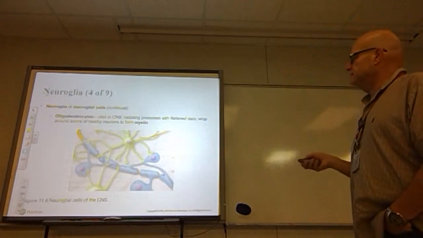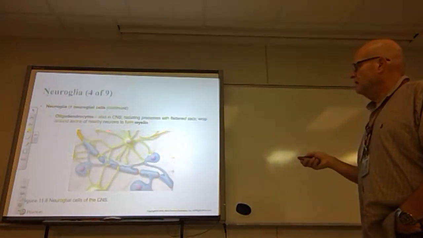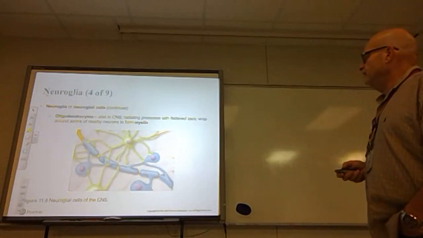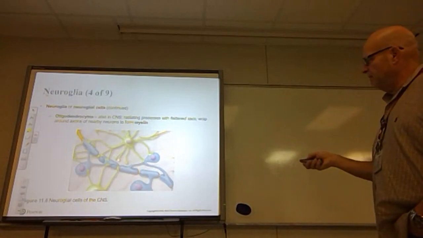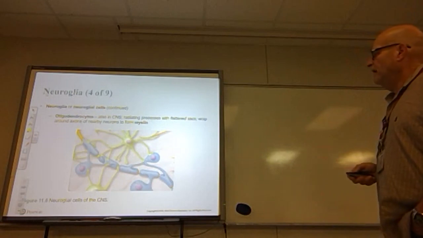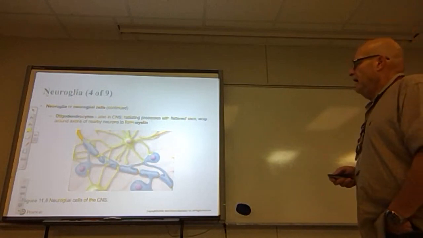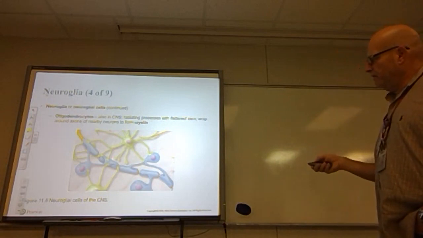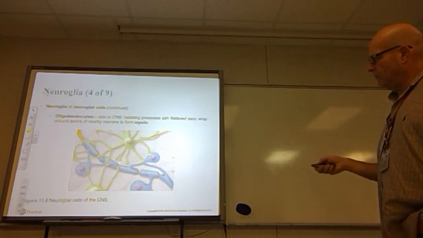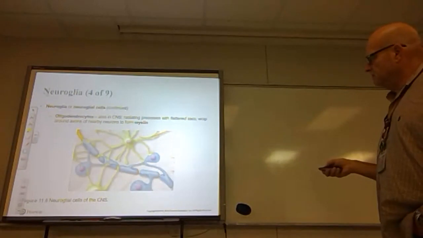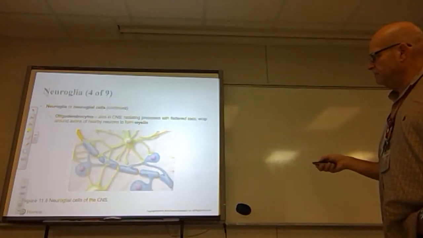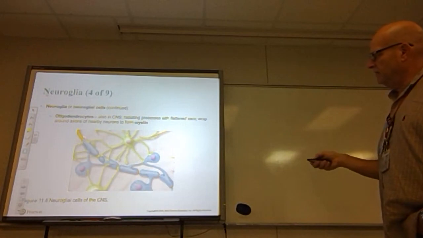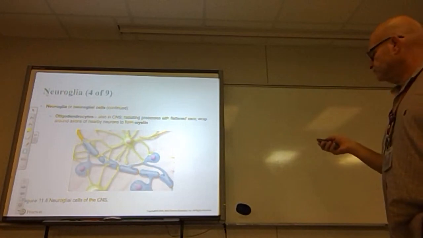The oligodendrocytes are these, also in the central nervous system. They radiate processes with flattened sacs. You see the little flattened sacs on the end. They wrap around axons and nearby neurons to form the myelin. So there's the wrapping around to form the myelin sheath on those structures. So it's the cells in blue. You have the astrocytes in yellow, the oligodendrocytes in blue.